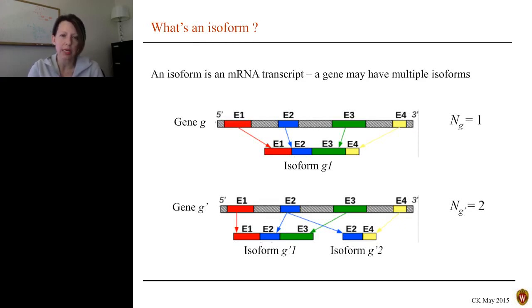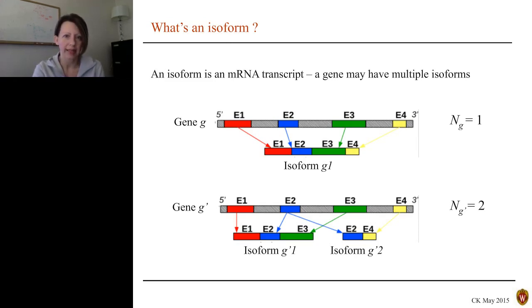So here I'm showing you 3 different isoforms coming from 2 different genes. Here I have gene G and gene G prime, and an isoform is just an mRNA transcript that comes from a gene. In the first case, gene G, it's the simplest case. We have one isoform that's unique to that gene. In the second case, gene G prime, we have 2 isoforms. Isoform G1 is unique to its parent gene, and isoform G prime 1 and isoform G prime 2 are not unique to their parent gene. There are 2 isoforms coming from that gene. So NG denotes the number of isoforms coming from the parent gene. NG equals 1 in the first case, we have 1 isoform. NG prime equals 2 in the second case, we have 2 isoforms.